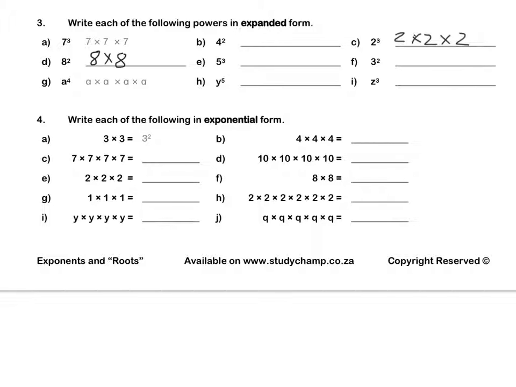Question 4. Write each of the following in exponential form. We have 3 times 3, so the base is 3 and our exponent is 2. Let's do B together. Our base is 4 and our exponent is 3. Let's look at I. We have y's. Our base is y and we've times it by itself 4 times, so the exponent is 4. Use what you have learned to answer question 4 by yourself. When you are done, use the memo to mark all your answers on this page.